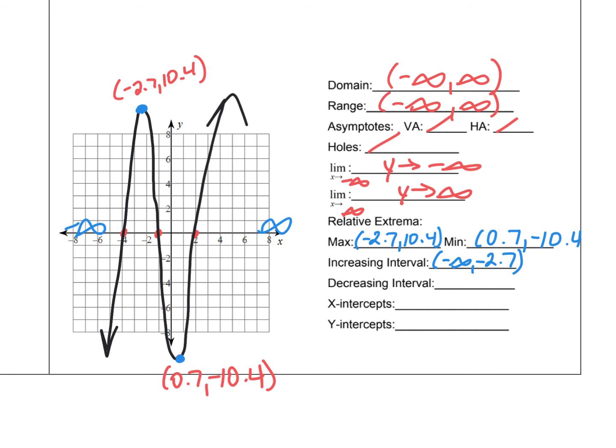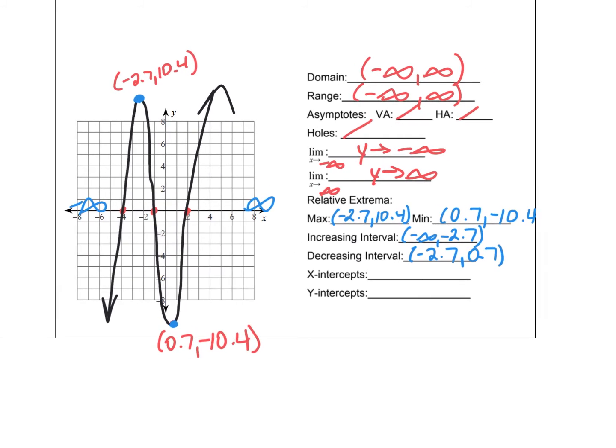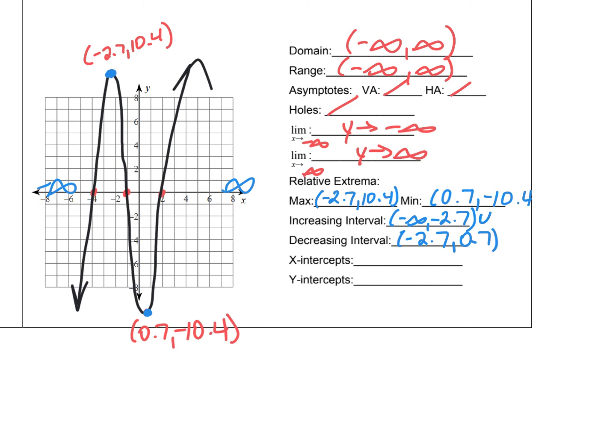So we close it off, okay? Negative infinity to negative 2.7, we increased. Now we pick right back up where we left off at negative 2.7, but we are now decreasing to where? 0.7, good. And we pick right back up where we left off, which is 0.7. We are now increasing to infinity. We don't have another change of direction. So we are going to union that with 0.7 to infinity. And we're done. That's it.